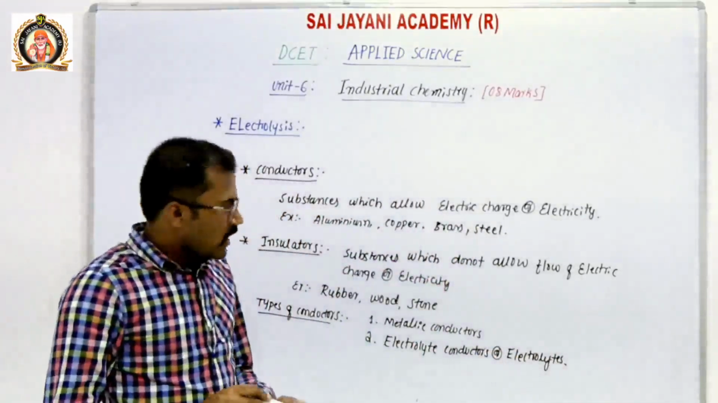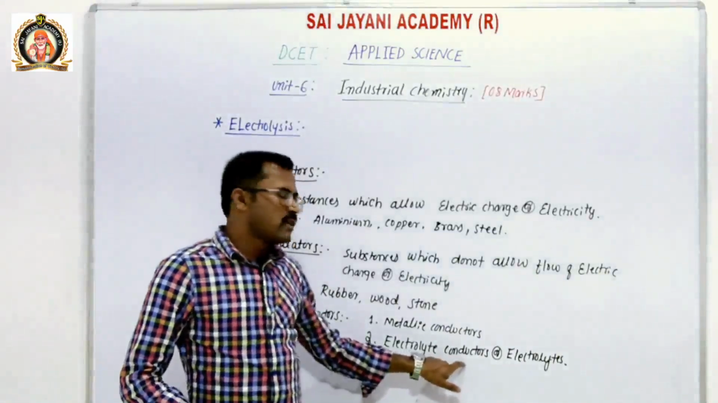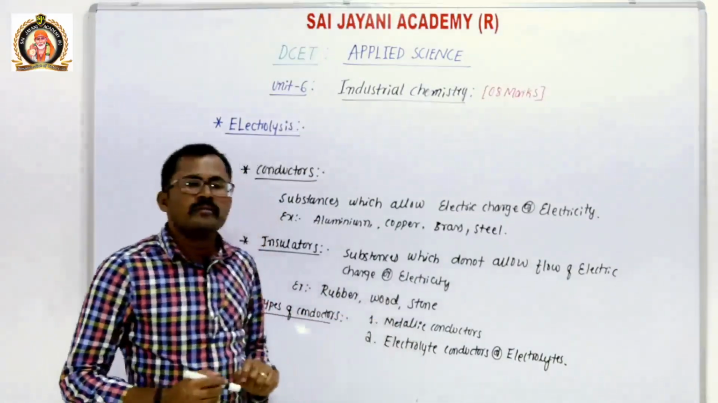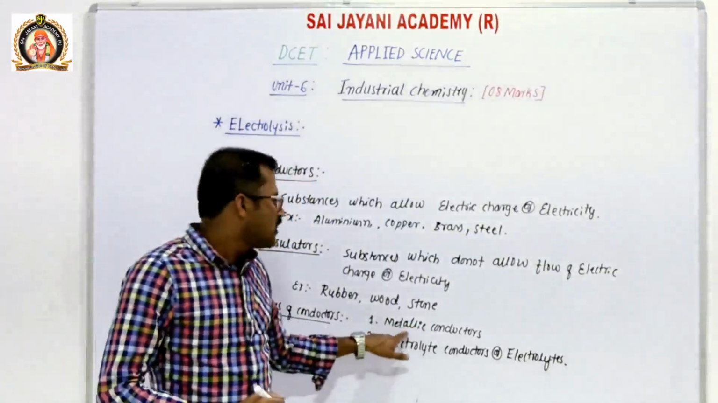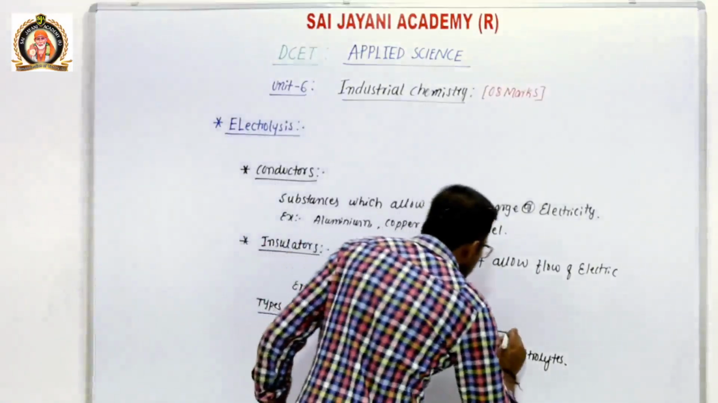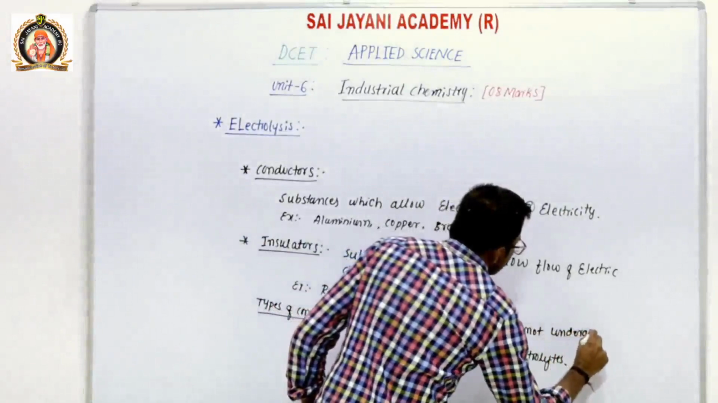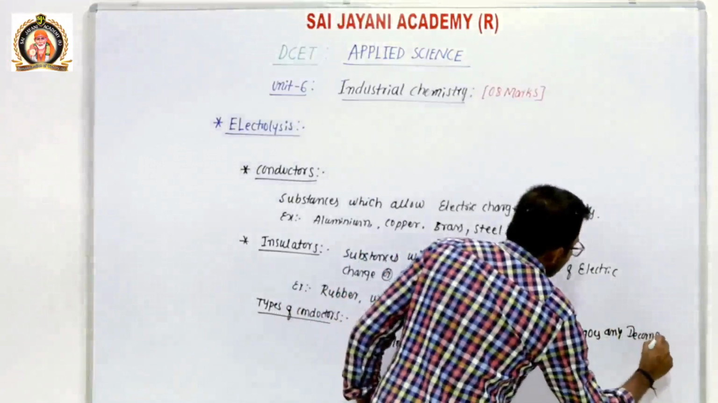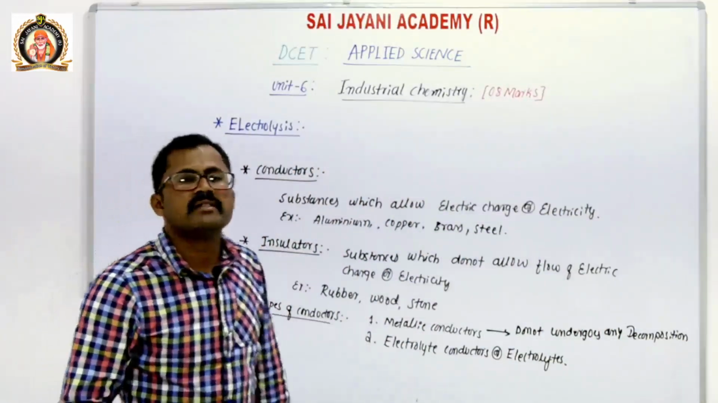So there are two types of conductors, metallic conductors and electrolyte conductors, or electrolytes. So what are metallic conductors? Metallic conductors are the conductors which allow flow of electricity or flow of electric charge within them, and they do not undergo any decomposition. And they remain in solid state.